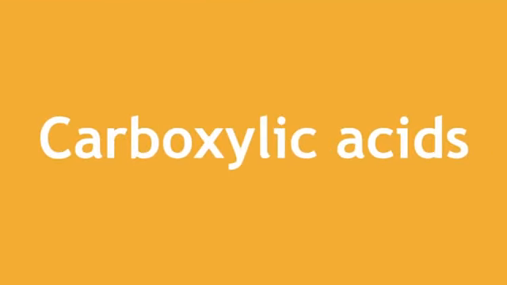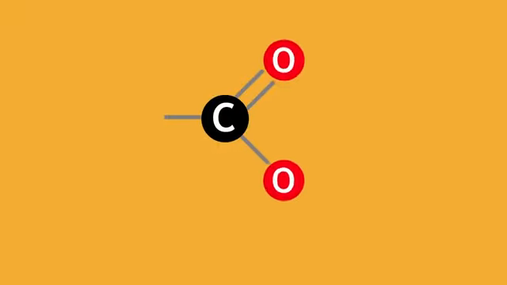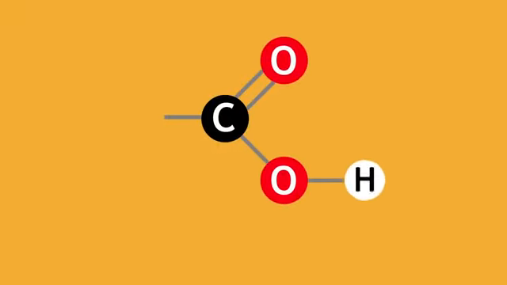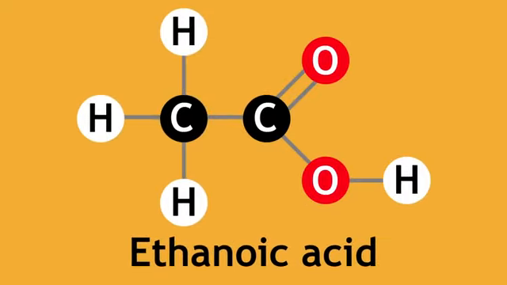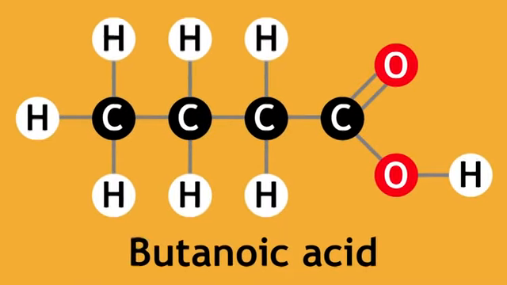Carboxylic acids are another example of a functional group. This is the functional group for a carboxylic acid and gives an organic molecule the name oic acid. Methanoic acid, ethanoic acid, propanoic acid, and butanoic acid.